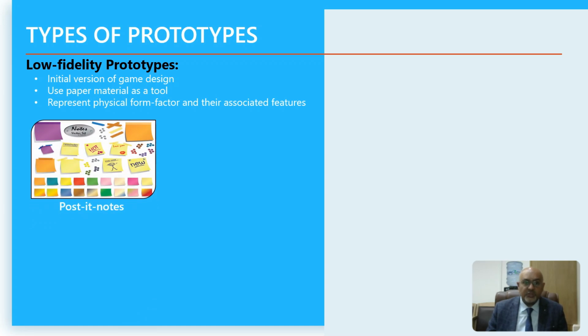For example, post-it notes are used as a low fidelity prototype. It helps in exploring the ideas, organizing the ideas, and communicating the ideas among all stakeholders, where all stakeholders put their ideas on a particular wall and then try to connect those ideas to come out with the low fidelity prototype that is required within the defined scope and objectives of the game design.